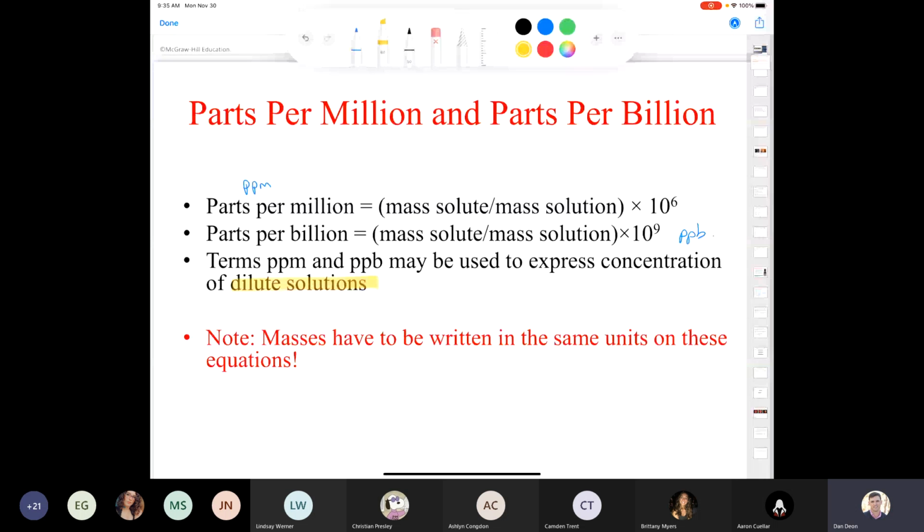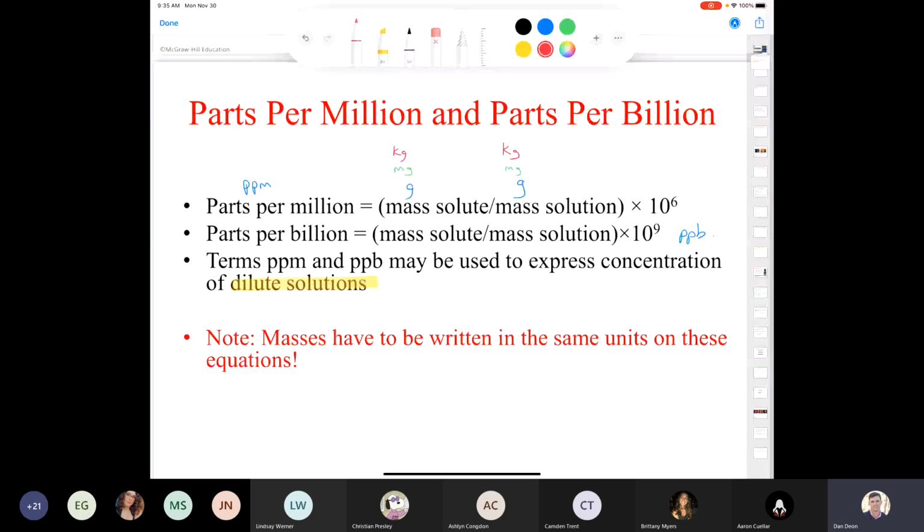Something important to note before we tackle a question that involves ppm or ppb is that the units of mass have to be the exact same. For example, if I have grams of solute, I've got to have grams of solution. If I have milligrams of solute, I've got to have milligrams of solution. If I have kilograms of solute, I've got to have kilograms of solution. So the masses have to be written in the same units in these equations. All right, let's move on from there.